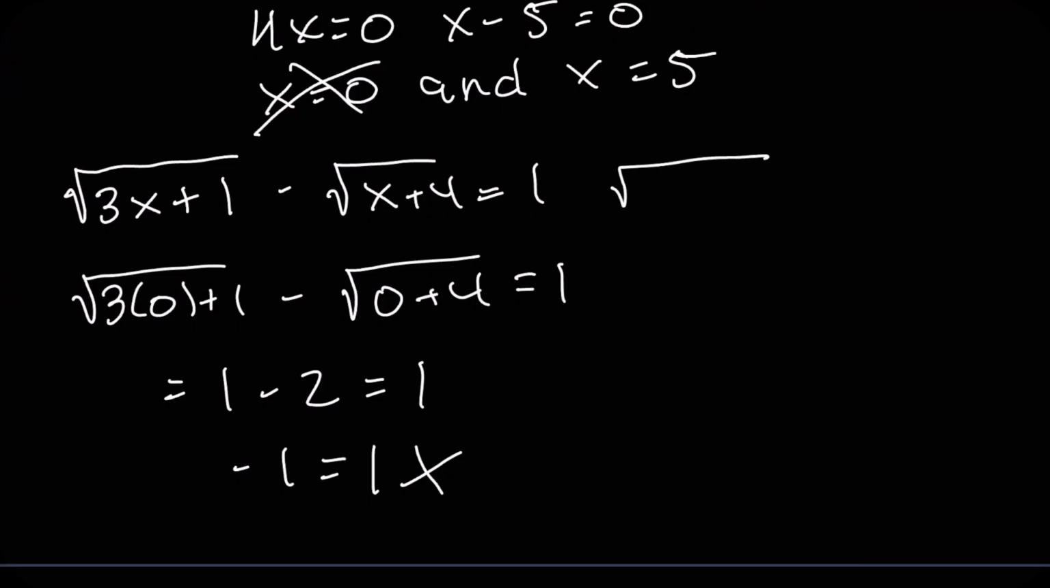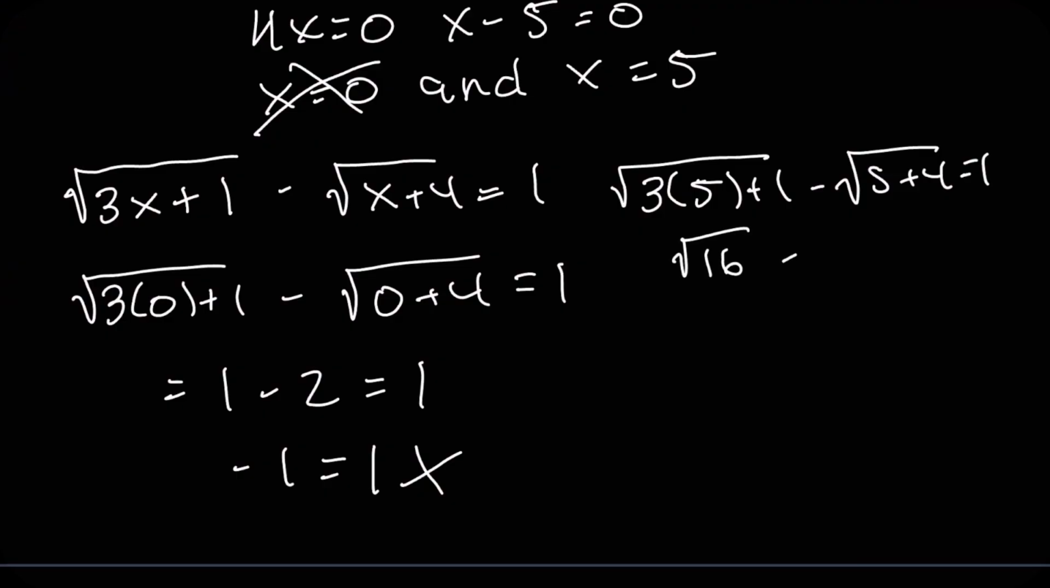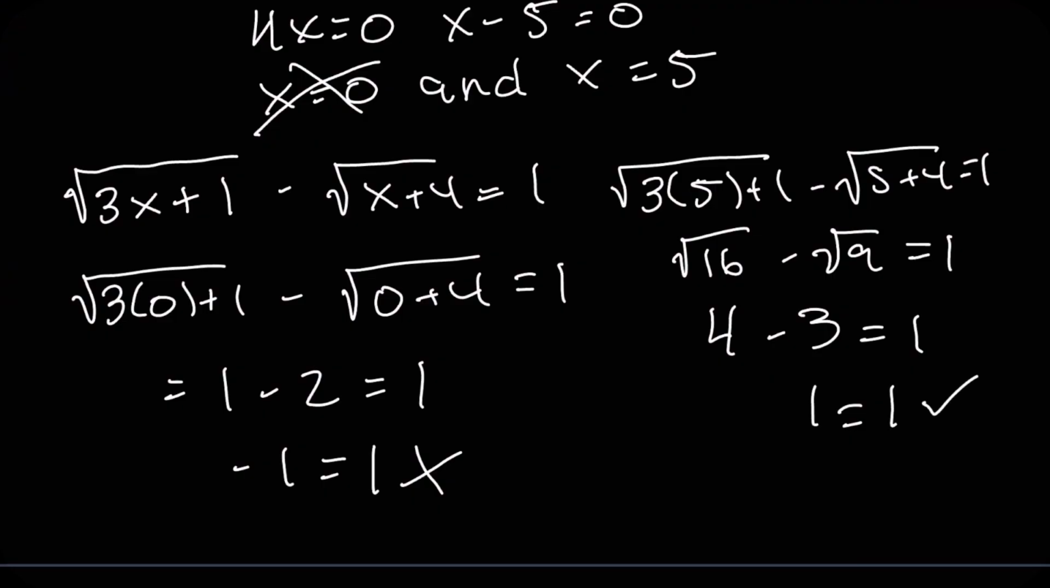Trying the 5, we have 3 times 5 plus 1 minus the square root of 5 plus 4, and that's going to be equal to 1. We have the square root of 16 minus the square root of 9 equal to 1. So that's 4 minus 3 equal to 1, or 1 is equal to 1, which checks out. So we know that x is equal to 5 is going to be our solution here.